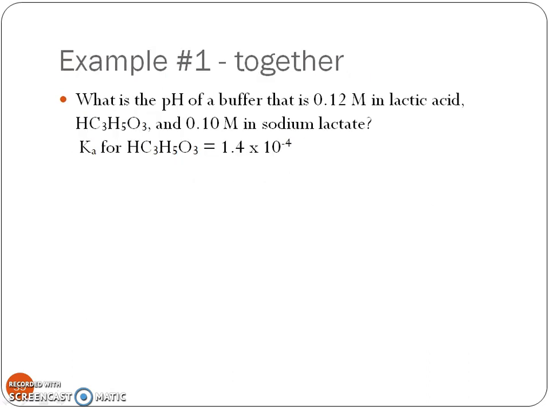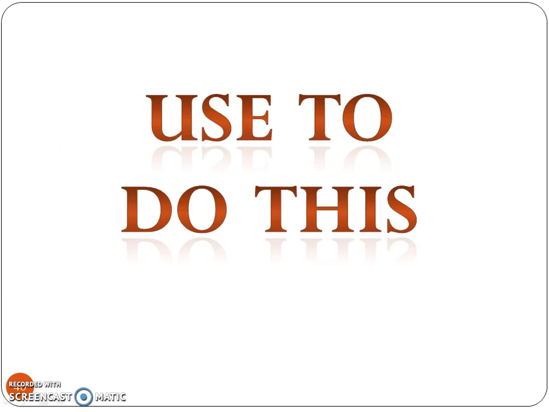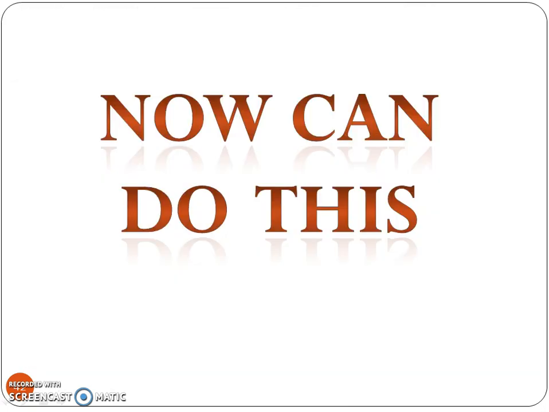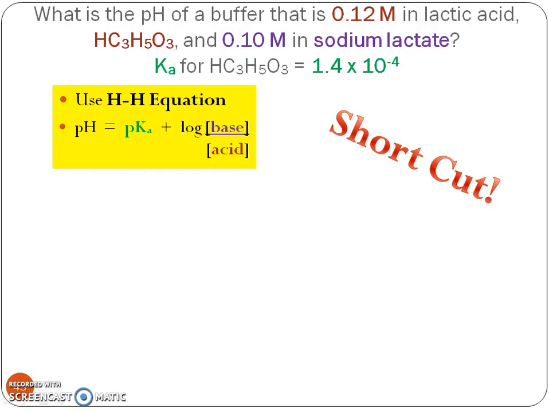So if we look at this problem, what is the pH of a buffer? We're giving you the concentration of a weak acid, and we're giving you the concentration of that salt, and we're also giving you that Ka value. So we used to do all this, right? We used to do this whole gigantic ICE box. We talked about the common ion, we plugged and chugged, and we would get the pH value of 3.77. Well, now, shortcut, we can do this.